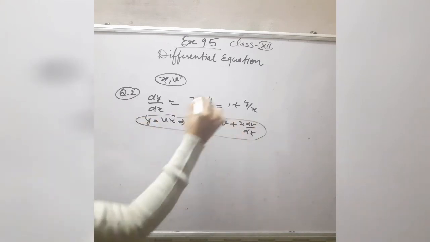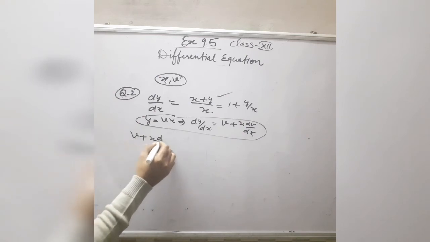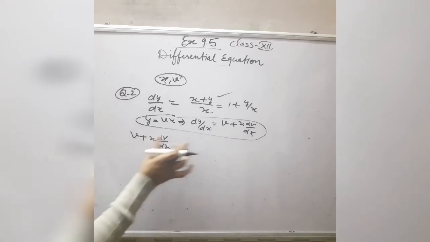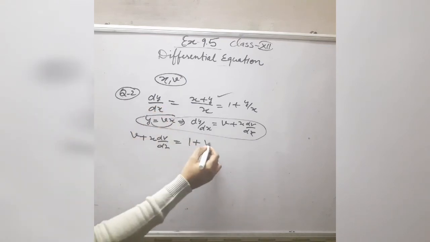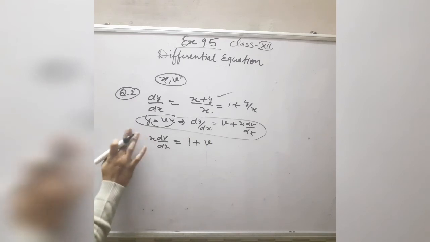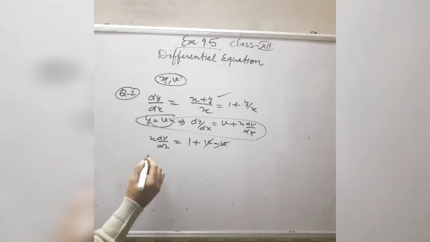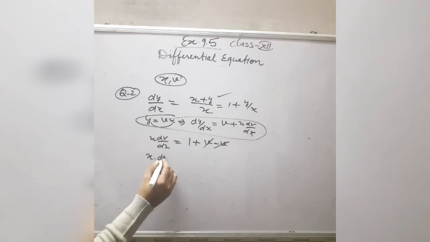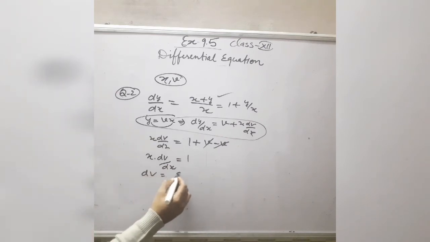Use these values in the given differential equation. You will get v plus x into dv by dx, this is the value of dy by dx, and this is equal to 1 plus y by x, which is 1 plus v. So this v comes on this side, it becomes minus v, v is cancelled with v. So you will get x into dv by dx is equal to 1. Now dv is equal to dx by x, separating the variables.